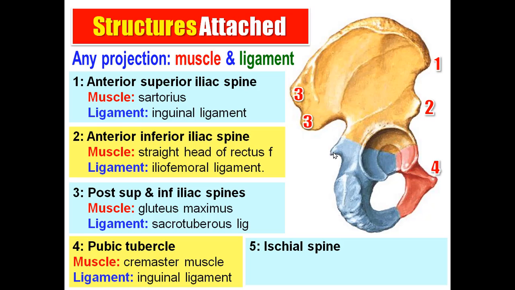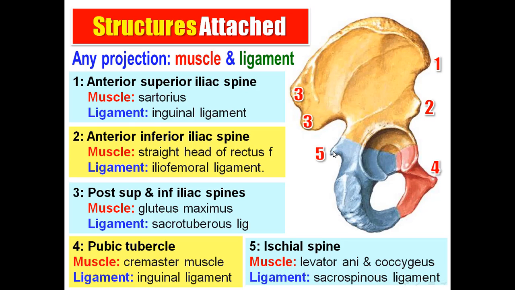How about the ischial spine? Muscle from the inner surface or pelvic surface: levator ani. Okay, ischial spine: levator ani and the coccygeus. How about the ligament? Sacrospinous ligament. So any projection gives the attachment to ligament and muscle.